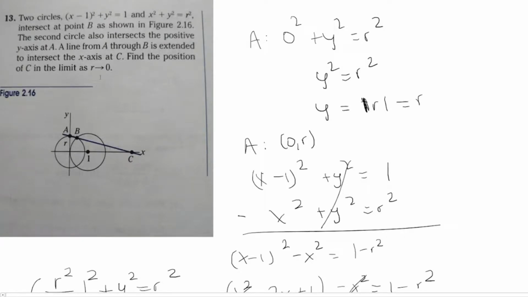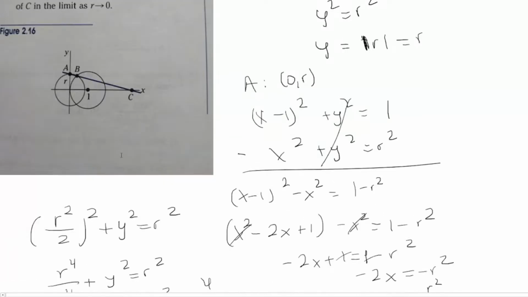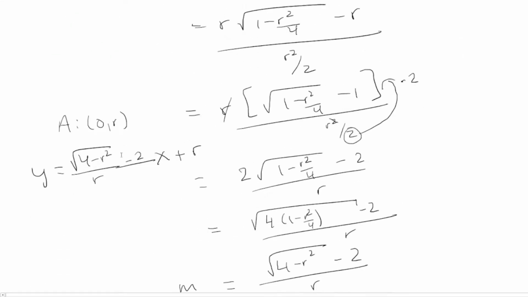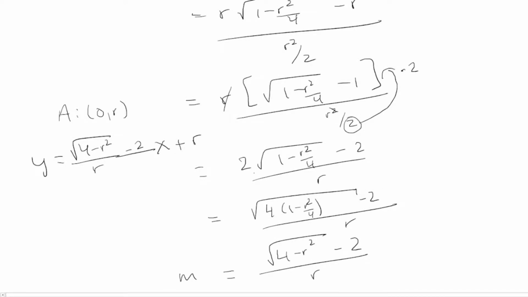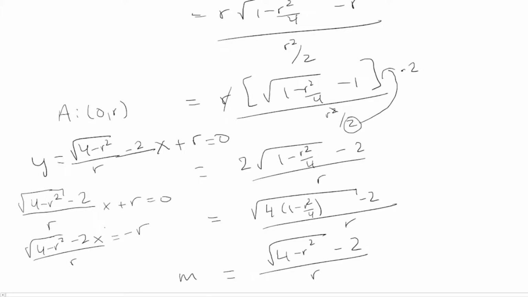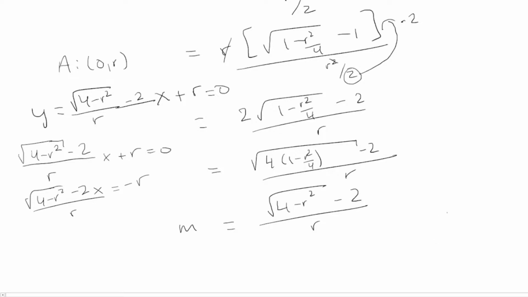Okay, and C is, where does this line intersect the x-axis? So what we have to do is set y equal to 0 now to solve for x, because that's where the point C is. Okay, so let me just rewrite this nicely. We have the square root of 4 minus r² minus 2 over r, that whole thing times x, plus r equals 0. I'm going to subtract r from both sides, and then let's multiply both sides by r.